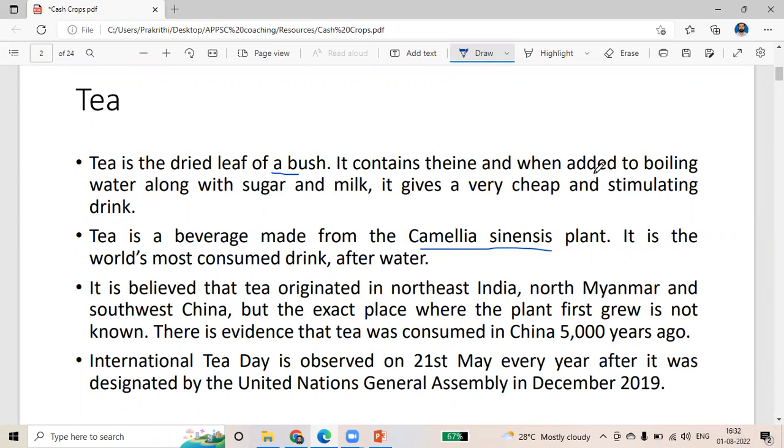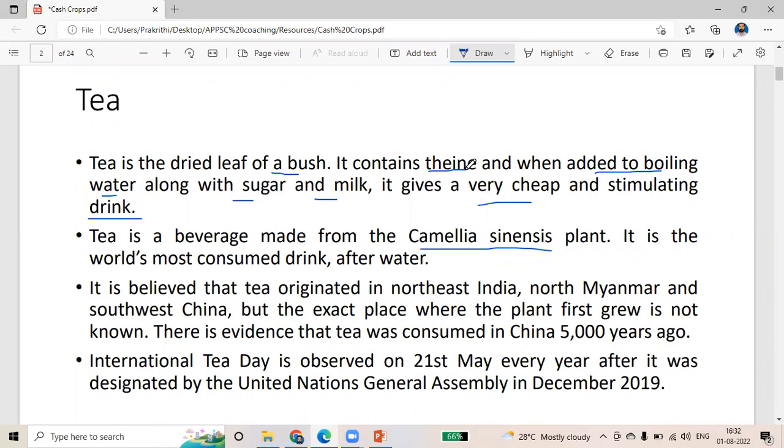When it is boiled in water and added with sugar and milk, or with water alone, it gives a very cheap and stimulating drink. That is the peculiarity. It gives us some stimulation. Usually, most Indians are consumers of this tea. It contains theine, which is the stimulator included in the tea. After drinking water, the most consumed drink is tea.